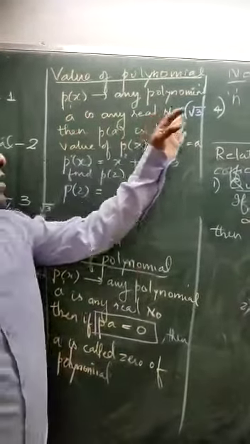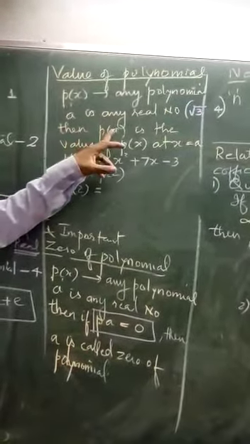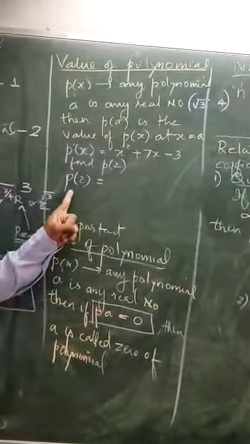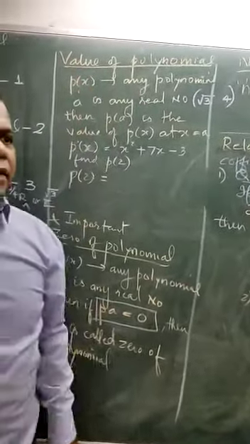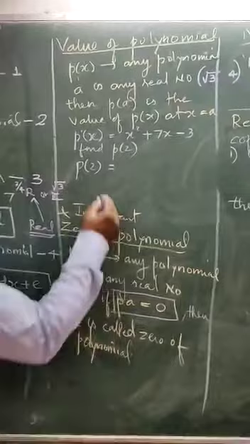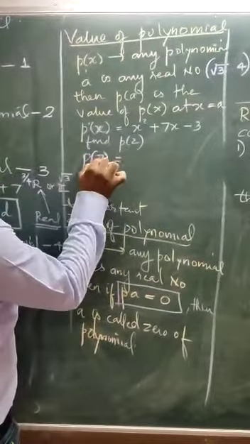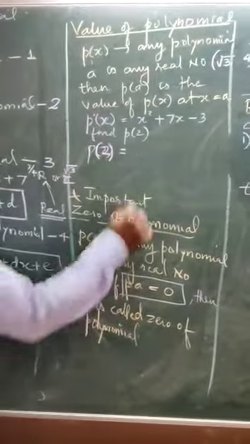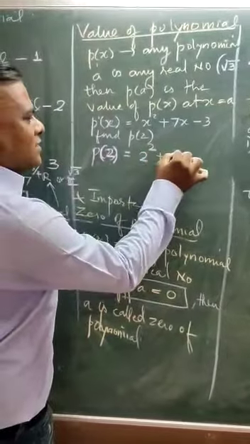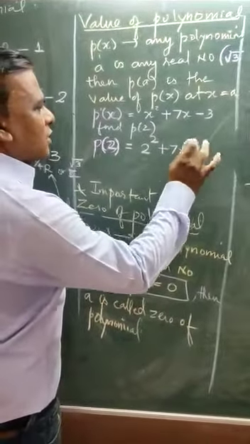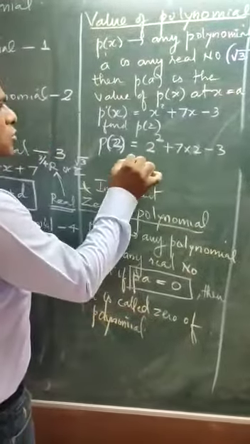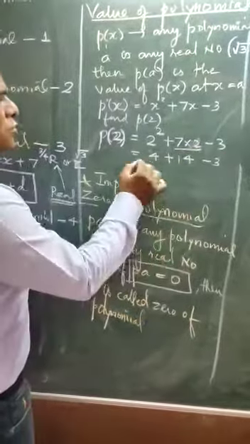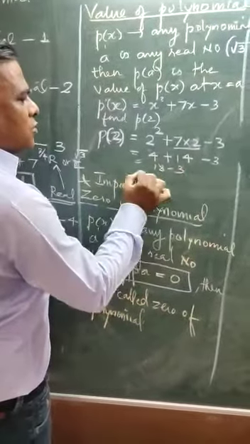So if a is any real number, then suppose you are putting the value x is equal to a, and whatever value you are getting, that value is nothing but the value of the polynomial at that point x. For example, suppose I am finding the value of the polynomial at x is equal to 2. What you have to do? You have to just put the value x is equal to 2. So therefore this becomes 2 square plus 7 into 2 minus 3. So this becomes 4 plus 14 minus 3. So this becomes 4 plus 18 minus 3, that is equal to 15.